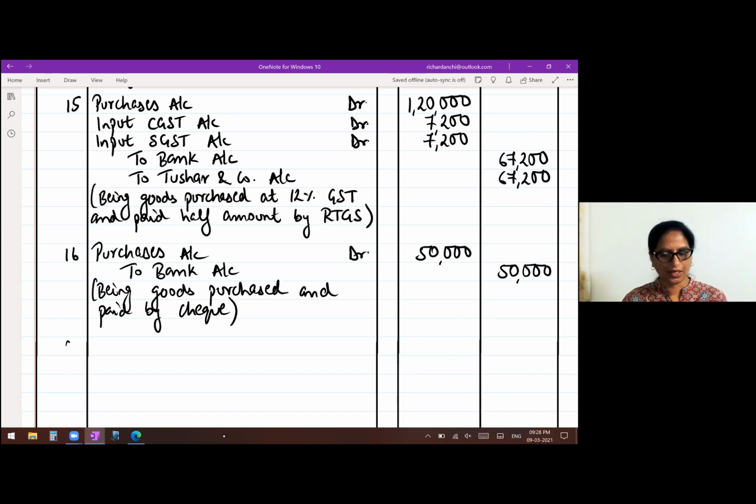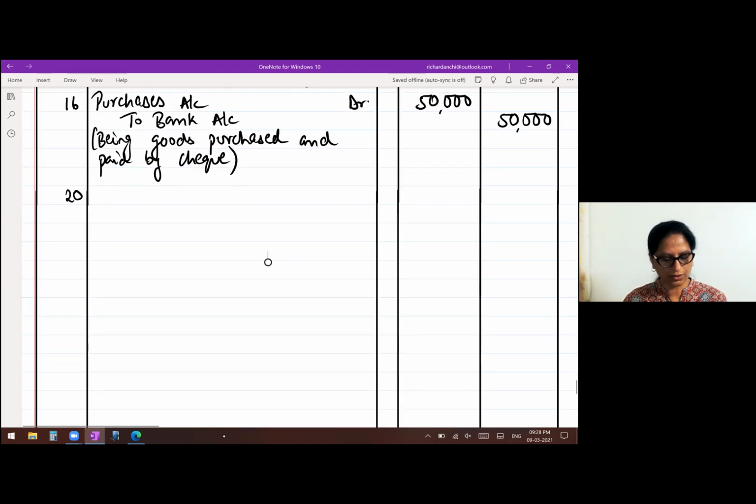Twentieth, invoiced goods to Satish rupees 80,000 at 12% GST, and the amount received by check. Now this is saying invoiced goods to Satish. That means you are selling goods to Satish. So this is a sales transaction at 12% GST and the amount is received by check. So first we'll write the entry again. So you're receiving by check.